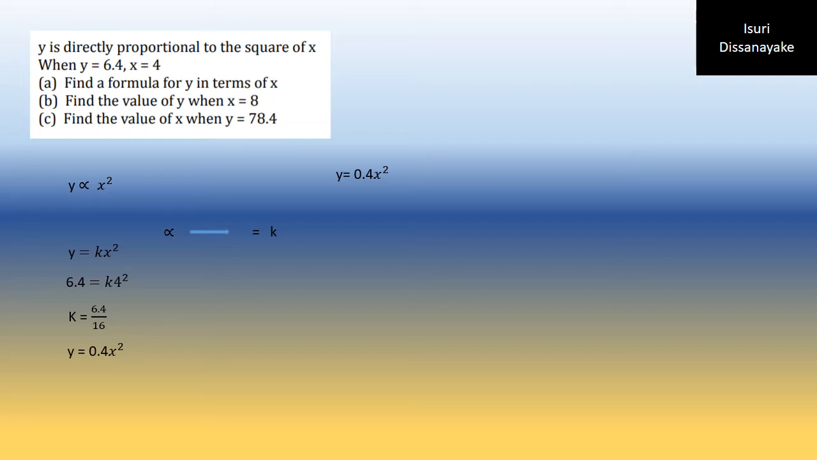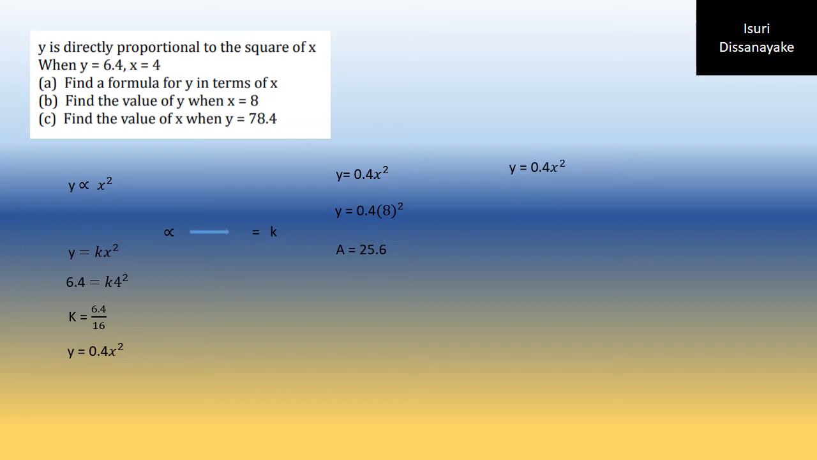Part B of the question is, find the value of y when x equals 8. So I substitute 8 for x, which is 8 squared, it's 64 times 0.4, it is 25.6.